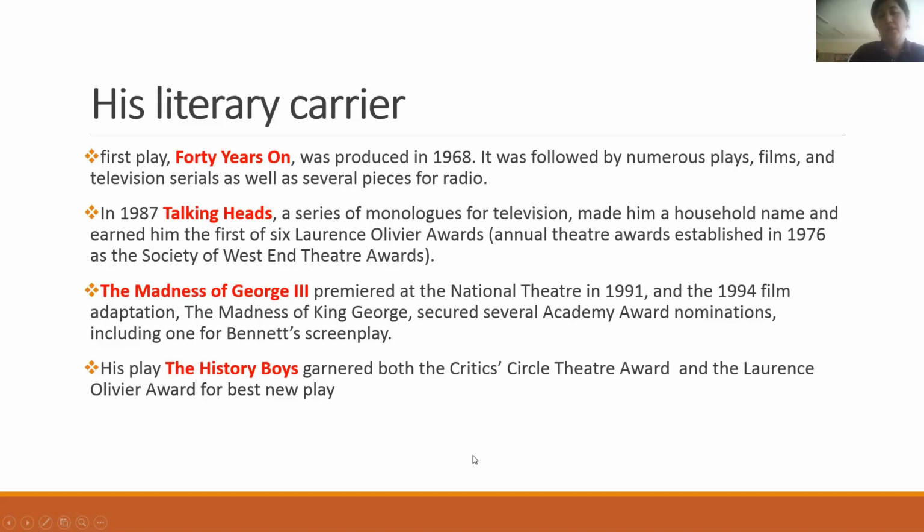Third is The Madness of George III. It premiered at the National Theatre in 1991, and the 1994 film adaptation was also nominated for Academy Awards. His play The History Boys also earned him a Critics' Circle Theatre Award and the Laurence Olivier Award for Best New Play.